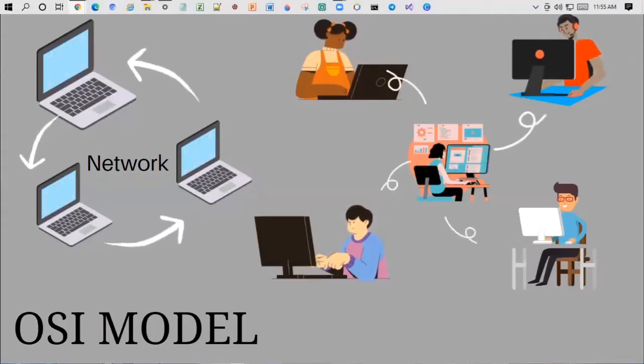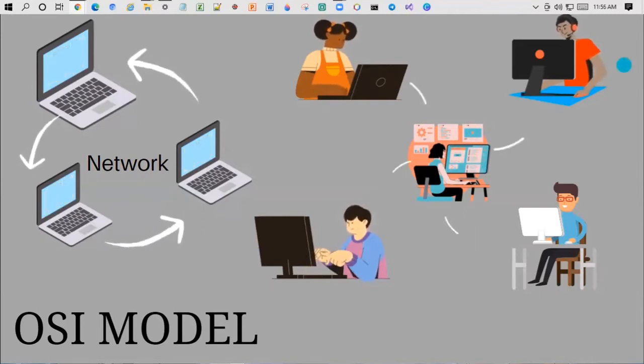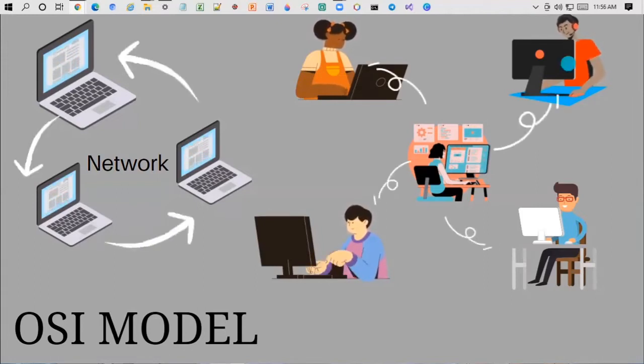Okay, what is the Open System Interconnection? The Open System Interconnection model describes how data transfers over the network from one computer to another, and the way the systems send information to one another.